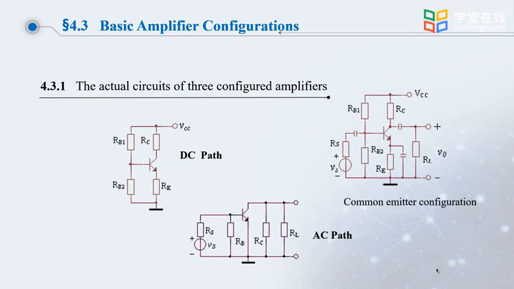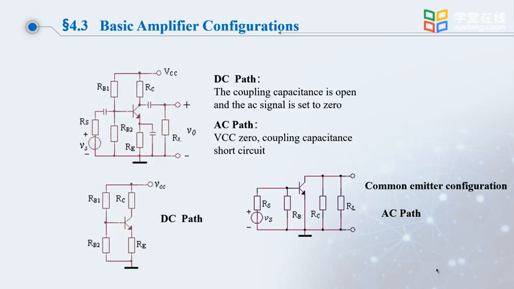The circuit on the right side is the actual circuit of the common emitter amplifier. From the actual circuit, we draw the DC path and the AC path separately. The DC path can be used to analyze the static operating point of the amplifier circuit. The AC path can be used to analyze the performance characteristics of this configuration of amplifier circuit. So, how do we take an actual circuit and draw its DC path and AC path separately? We follow the method below.